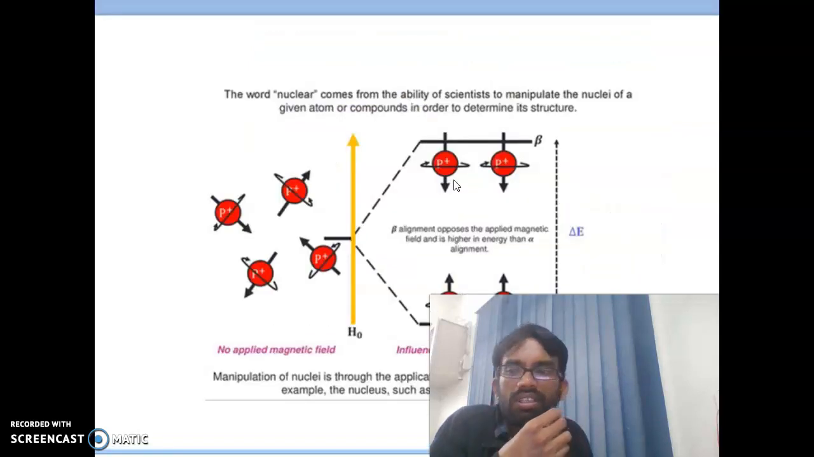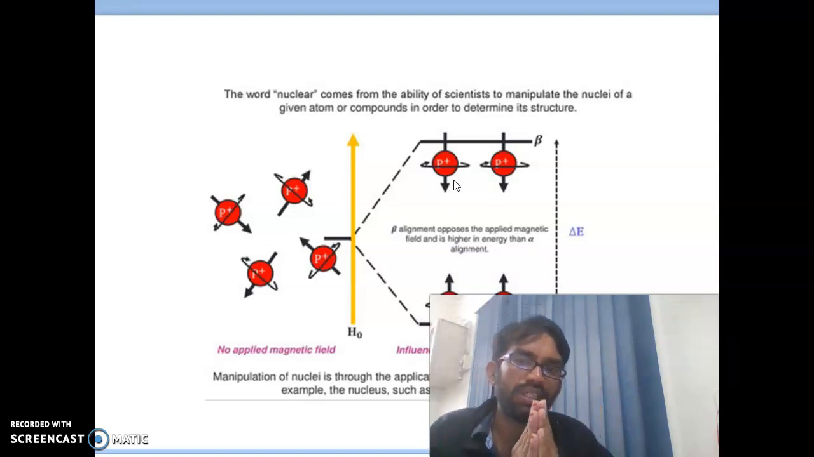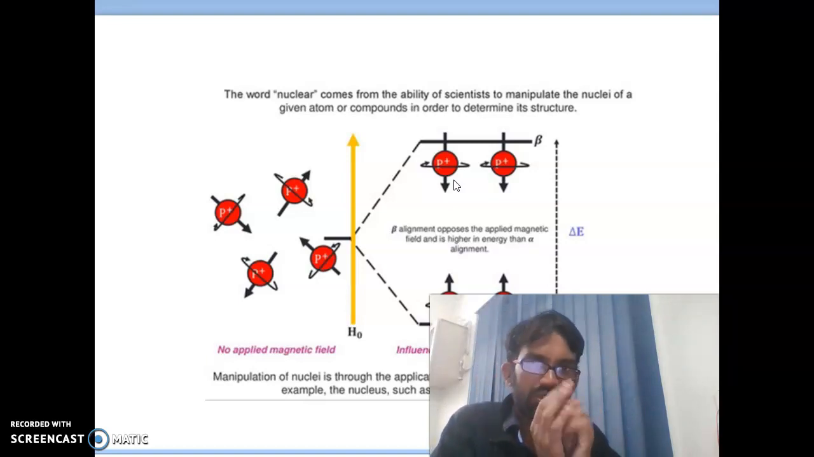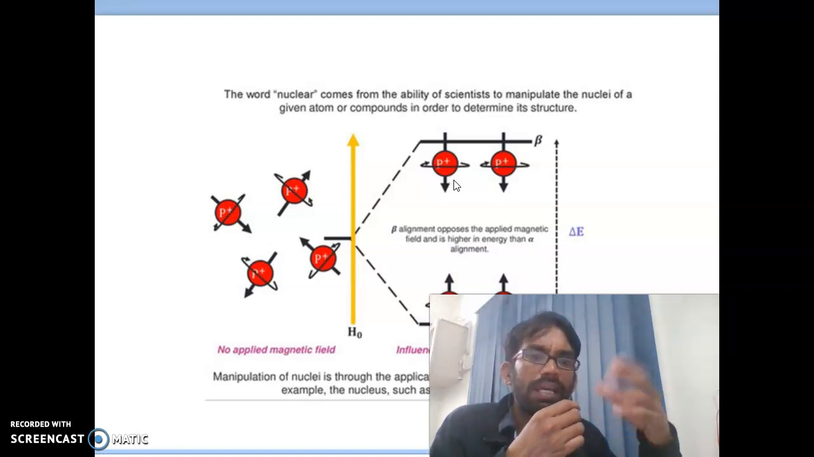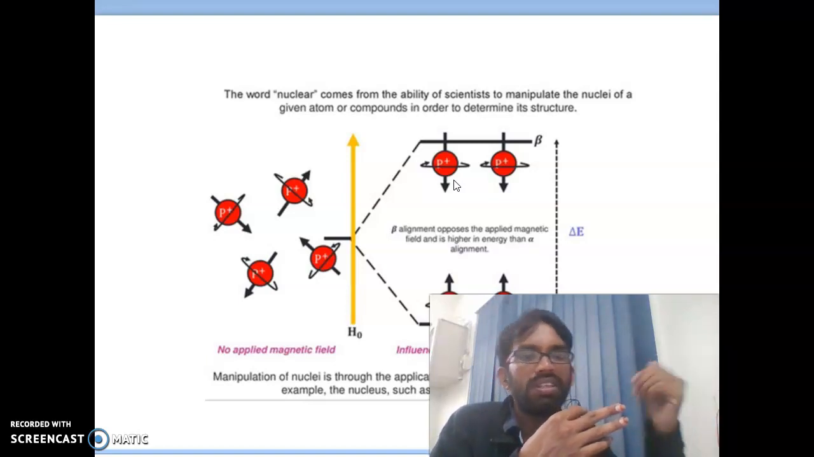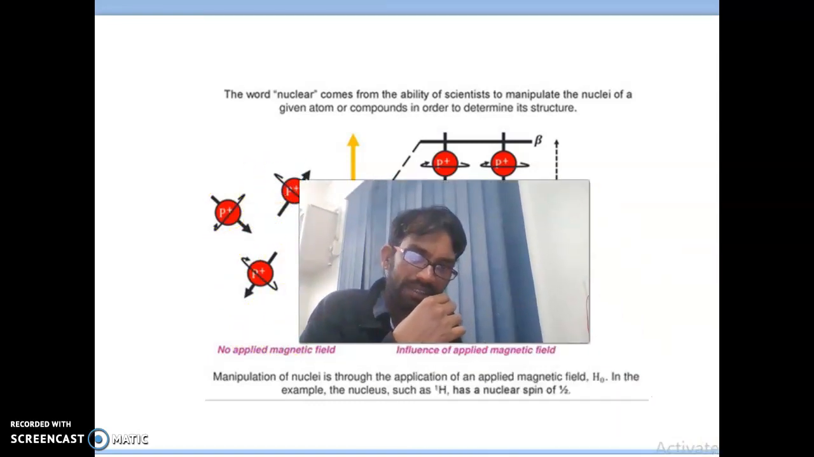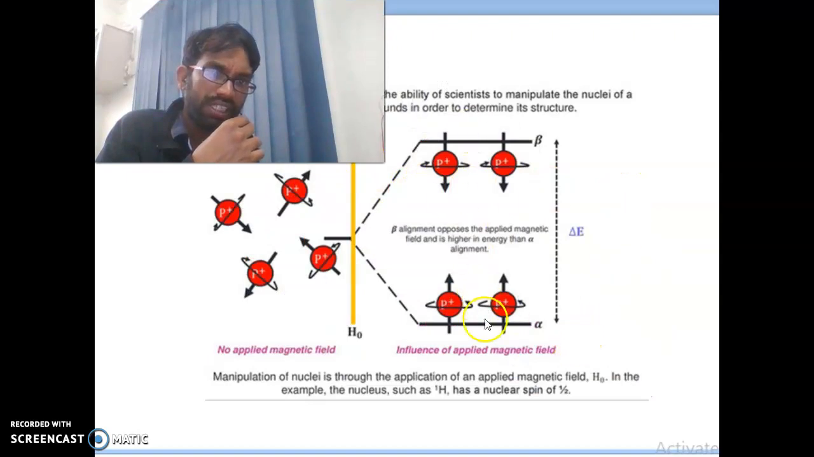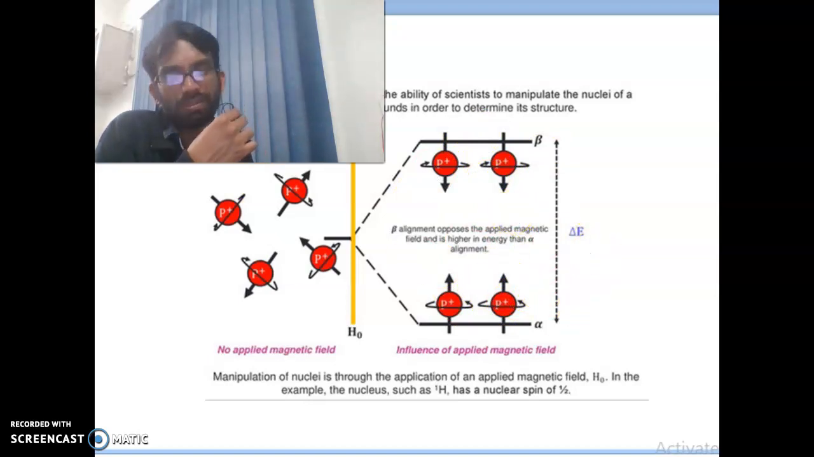If you talk about NMR spectroscopy, one of the very important parts is nuclear. What is nuclear? The word nuclear comes from the ability of scientists to manipulate the nuclei of a given atom or compound in order to determine its structure. You can see the no applied magnetic field, and when you apply the magnetic field, it will start to move from alpha state to beta state. This is what happens in NMR spectroscopy.